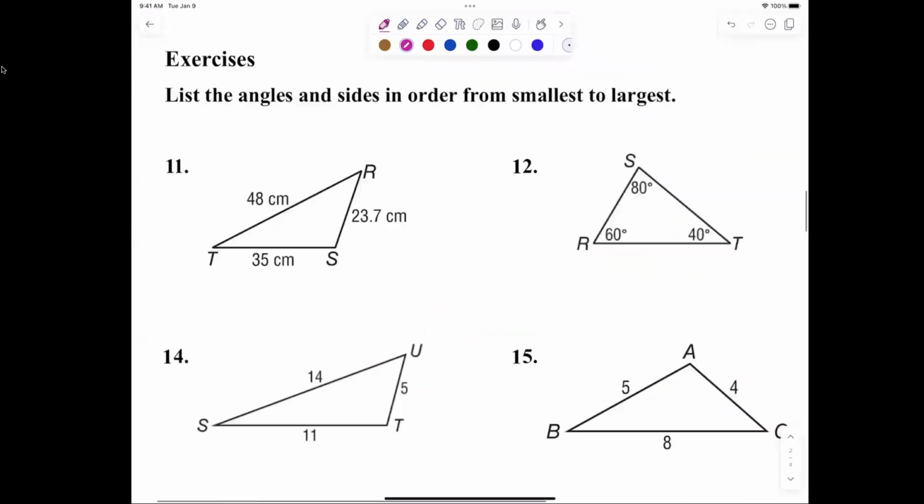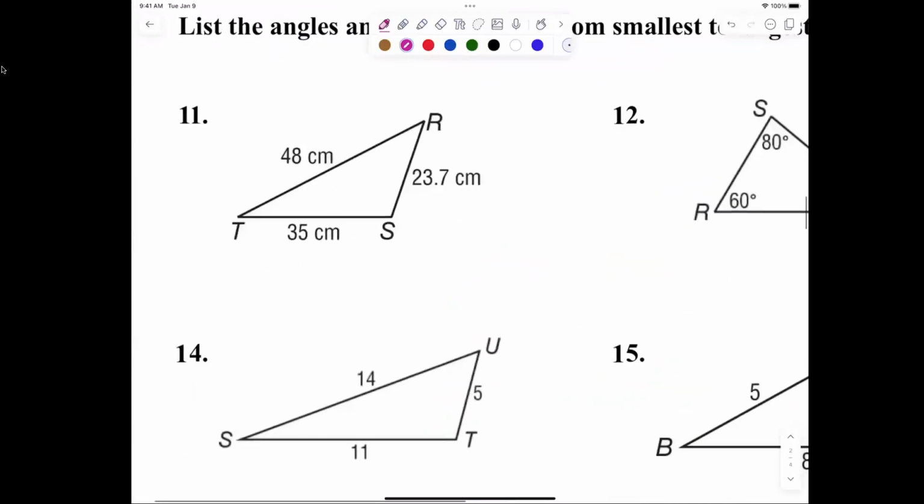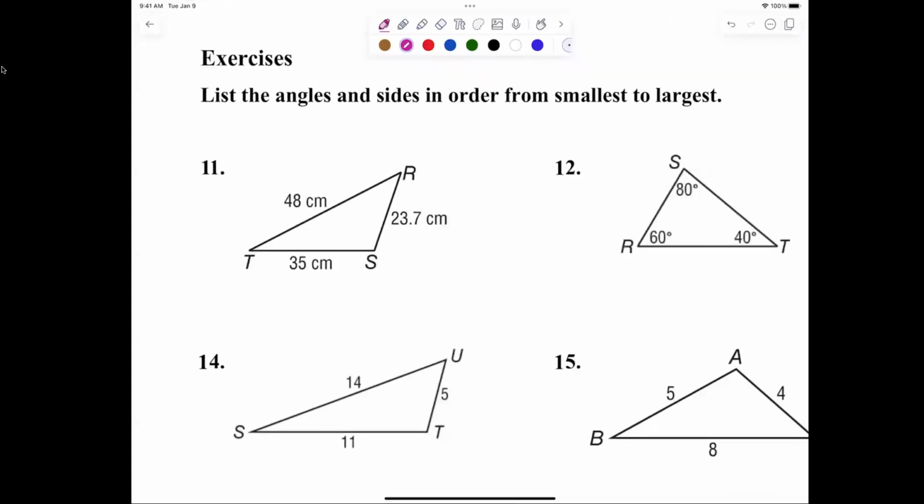So if I'm looking down here at question number 11, what side is the largest side? RT is the largest side. So which one has to be the largest angle? S. The shortest side is what? So the smallest angle must be what? That's how easy it is. All right. Like I said, I try to make it obvious, but for some reason, it's not obvious to some people. So it says list the angles and sides in order from smallest to largest.